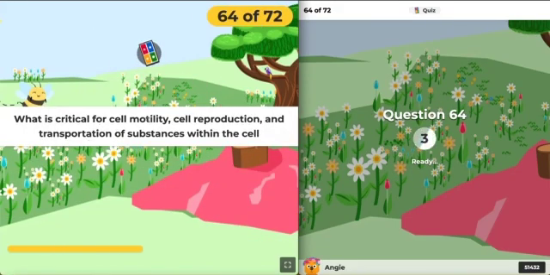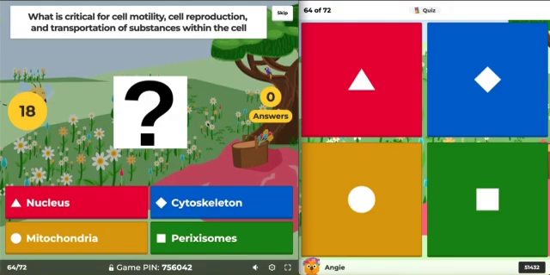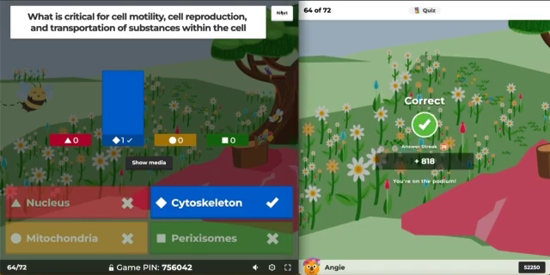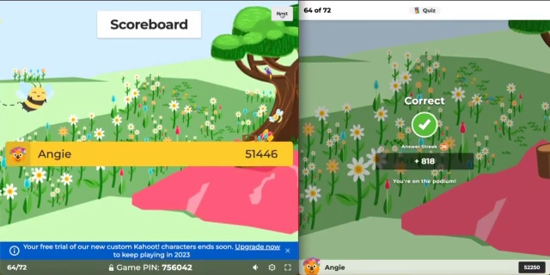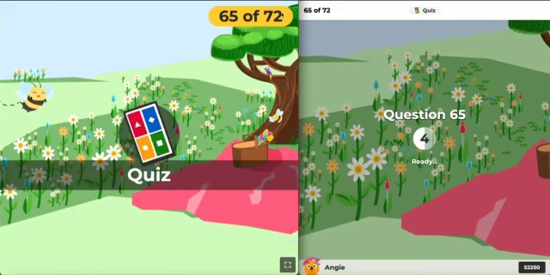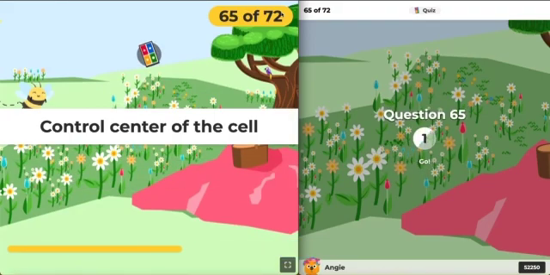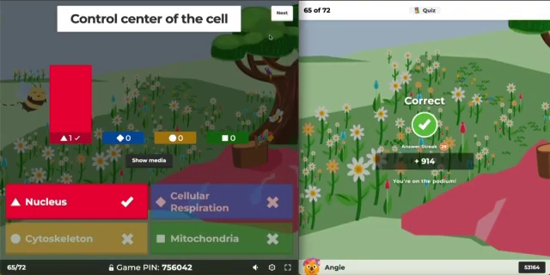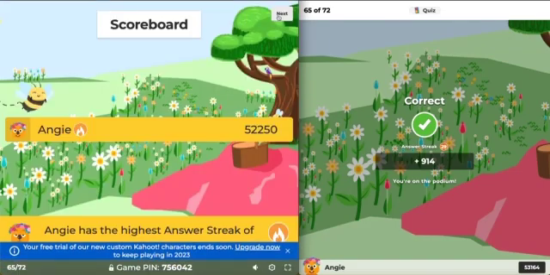What is crucial for cell motility, cell reproduction, and transportation of cells within the cell? The cytoskeleton. Cytoskeleton is crucial. Excuse me. Central control center of the cell. This is going to be the nucleus. The nucleus is the control center. It tells everybody what's going on.